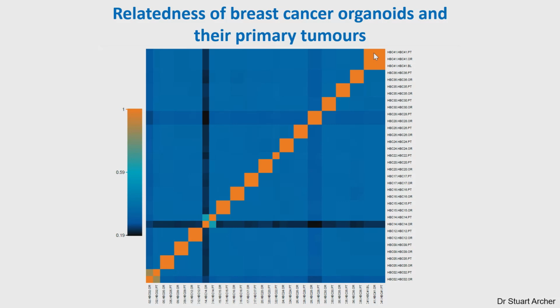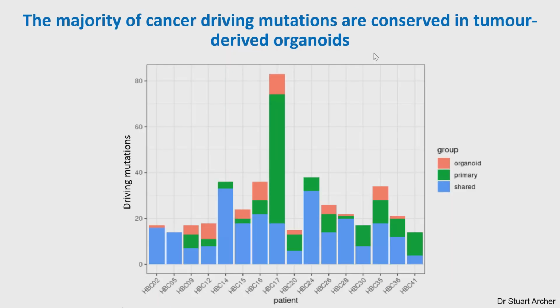But when you start looking into the details here and looking at very specific mutations, you can find slightly different results. This figure is showing you the number of driving mutations on the y-axis. So for example, PI3K or P53 mutations that are known to be driving breast cancer progression. And we are showing you in orange the mutations that are found solely in the organoids, the mutations that are found in the primary tumor, or that are shared between the organoid and the primary.